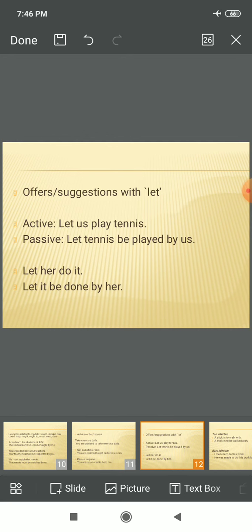So, it makes it less authoritative in passive. It shows a kind of neutral tone, right? So, let her do it. Very simple. Let it be done by her. Let her do it means let her do some work. Let some work be done by her. Be is added whenever we are offering some suggestion to somebody.